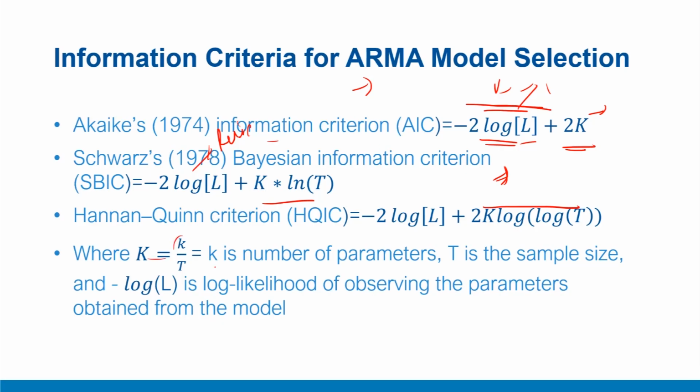Here is k by T, where small k is the number of parameters and T is the sample size. Log L, like I said, is the log likelihood of observing the parameters. Essentially, it is computed from the residual squares. So these two competing effects are at play, and their net, which is the AIC information criteria, is used to compare models with different structure, that is, a different order of the ARMA(p,q) process.